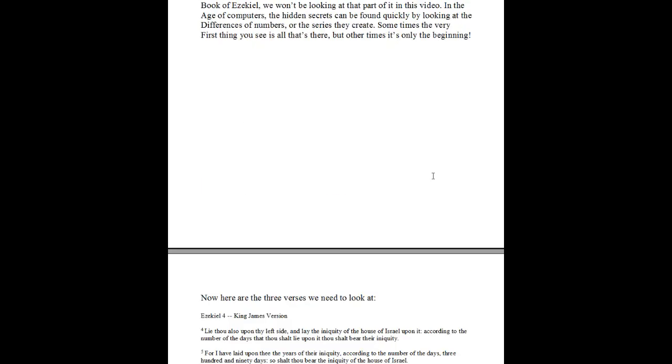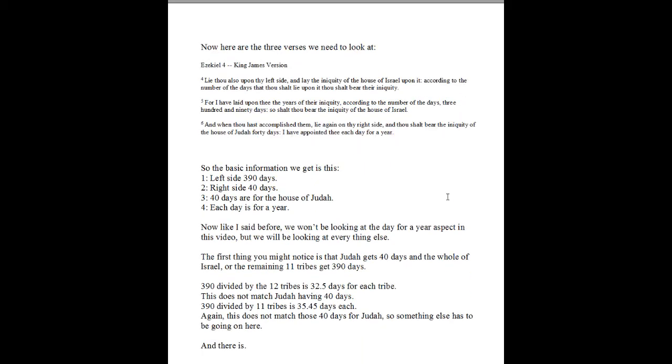Now, moving on here. Now, here are the three verses we need to look at. Ezekiel chapter 4. We're going to use the King James Version, because that's what Gann usually used. And verse 4, Lie thou upon thy left side, and lay the iniquity of the house of Israel upon it. According to the number of the days thou shalt lie upon it, thou shalt bear their iniquity.